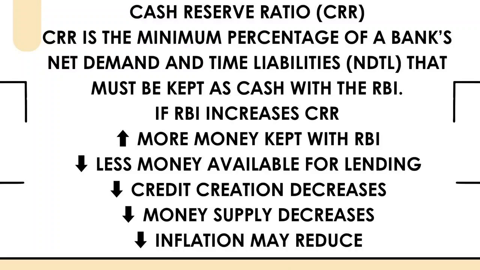Now imagine RBI increases the CRR from 4% to 6%. The bank has to keep 6 crore with the RBI instead of 4 crore. This leaves less money available for loans. As lending decreases, credit creation also decreases. This can help reduce inflationary pressure. On the other hand, if RBI reduces CRR, banks can lend more, increase money supply and support economic activity. So remember one important keyword. CRR is cash with RBI and it is not the bank's own vault.